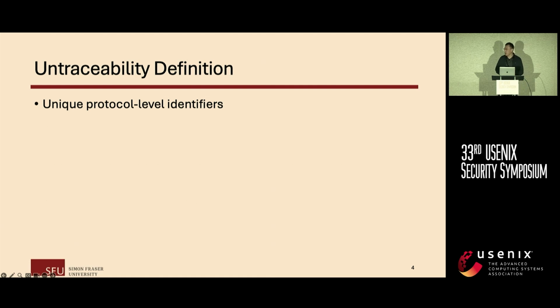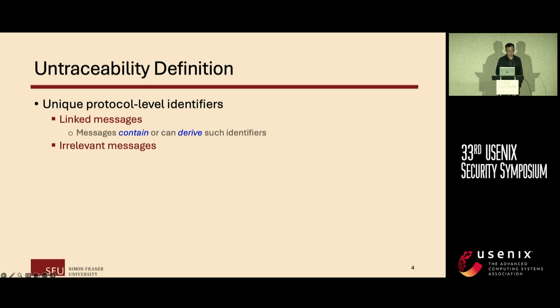So we define the traceability of BLE based on protocol level identifiers. We first categorize the BLE messages into 2 types. The first is linked messages. If a message contains a unique identifier or some field of this message can be derived from this identifier, we categorize that as linked messages. And the rest of the messages are irrelevant messages.